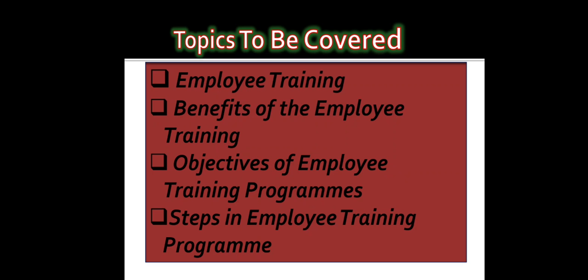Now, what is employee training? When we talk about developing human resource, employee training is a method with which we can develop the human resource working in the organization. It is basically a program that is designed so that the skills of the employees can be enhanced, or their knowledge can be increased, or the efficiency can be increased. So let's see employee training first.